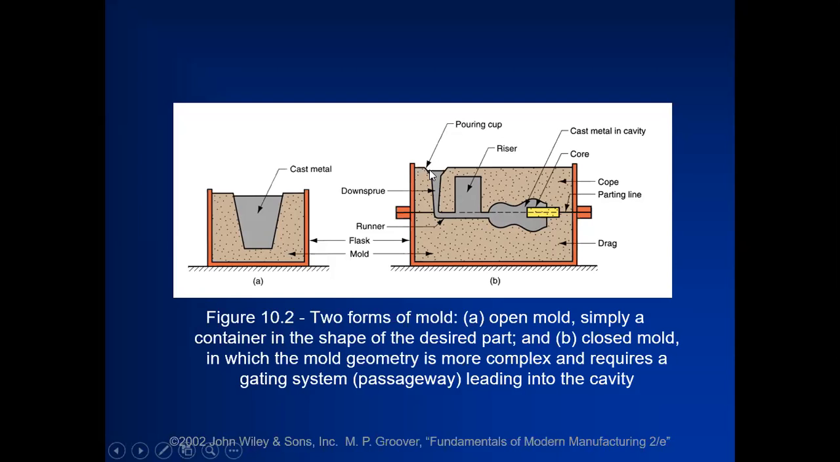One technical thing you should keep in mind from an engineer's point of view is that you should design the pouring cup, downsprue, runner in such a way that splashing of the metal is minimized. Splashing of the metal means the splashes of the liquid metal.